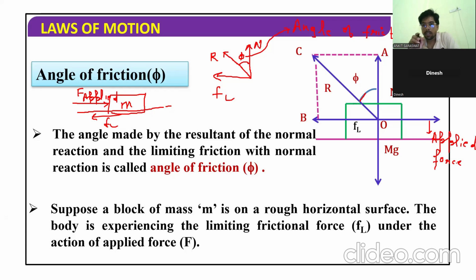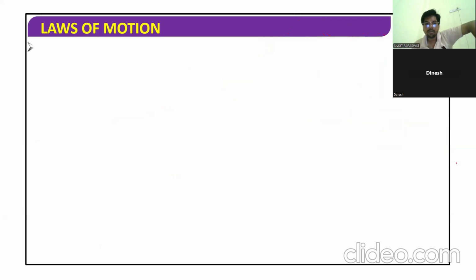Then the angle made by R with the normal is known as the angle of friction. What is R? R is the resultant of normal and the limiting friction, and this phi is known as the angle of friction. The block should not move. It should be in a rest condition. Suppose a block of mass m is placed on a rough horizontal surface, experiencing the limiting friction force under the action of gravity. Then the angle made by R with the normal is the angle of friction.